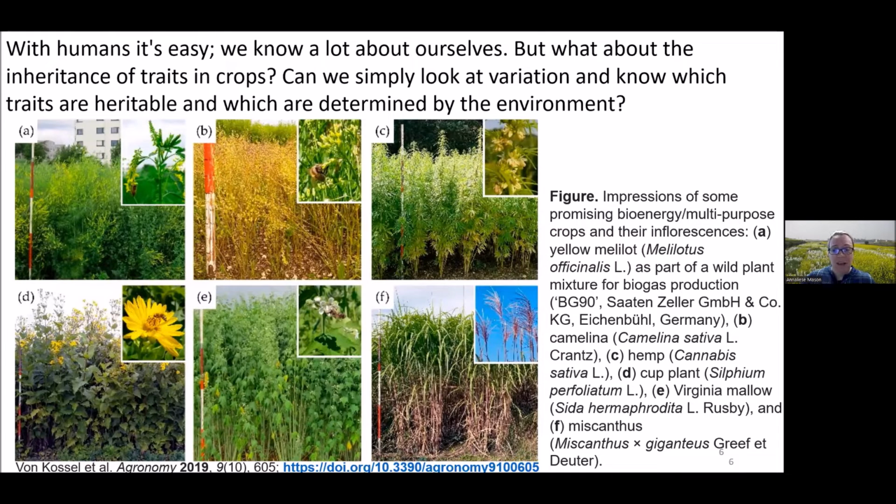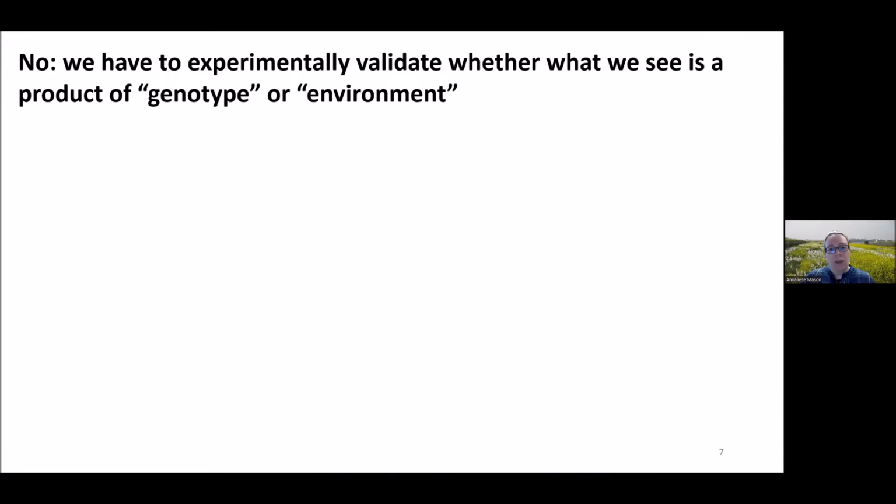So these are some promising bioenergy or multi-purpose crops. And you can see there's quite a range of different phenotypes, so the plants look very different in terms of their traits. And in each case, we need to work out which traits are environmentally or genetically determined, or what the percentage contribution is. So can we simply look at variation and know which traits are heritable? No, we have to experimentally validate whether what we see is a product of genotype or the environment.